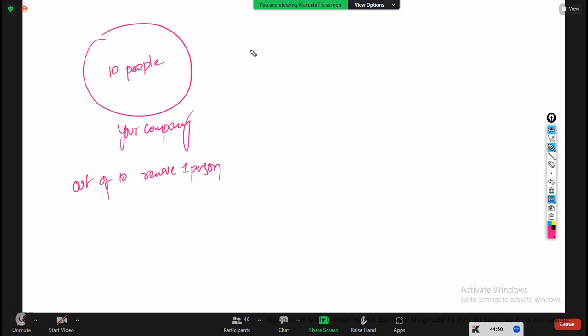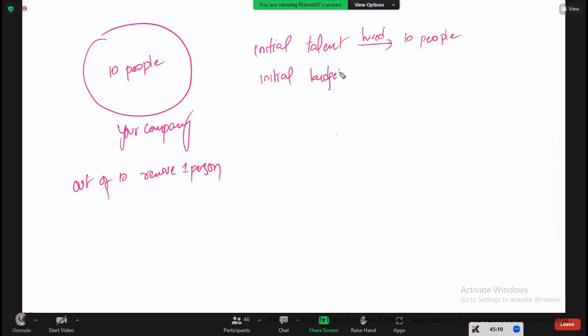Okay. Based on the initial talent, whatever talent they had, you hired the 10 people. Keep this aside. Initially, they have very good talent. Initially, you also have the budget with you. Initially, the budget is there. Initially, you have multiple projects with you. Since you have the projects and the budget, and you are getting the money from outside, that money you give to the people as salaries and you maintain the company.